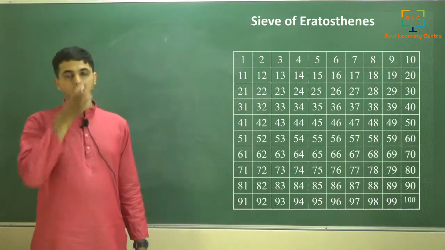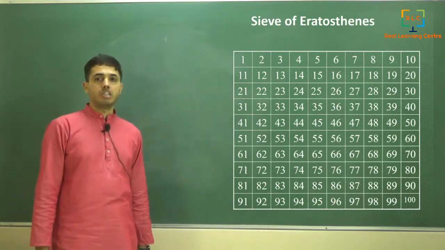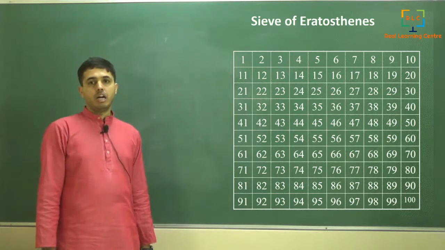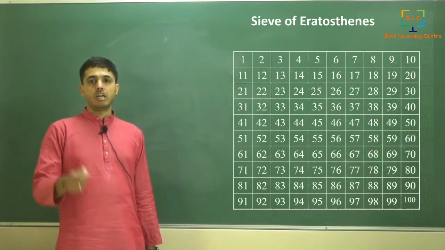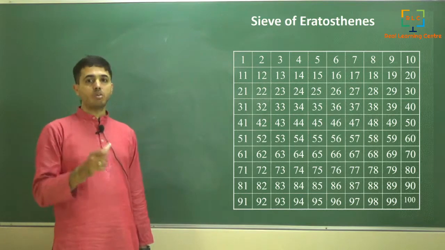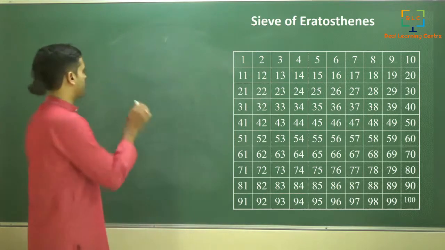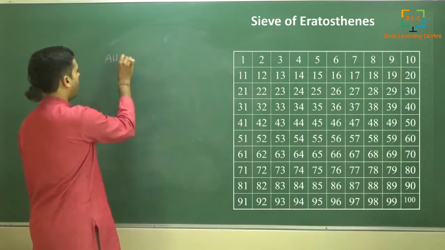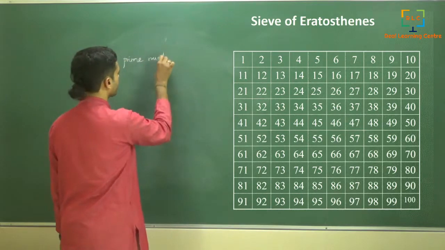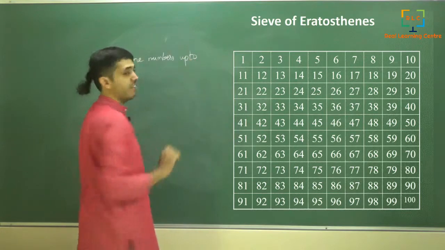So now, the final topic for this session is the sieve of Eratosthenes. In the starting of the session, I mentioned two words about Eratosthenes. He was a Greek mathematician, and he found a technique of finding all prime numbers up to a given number.